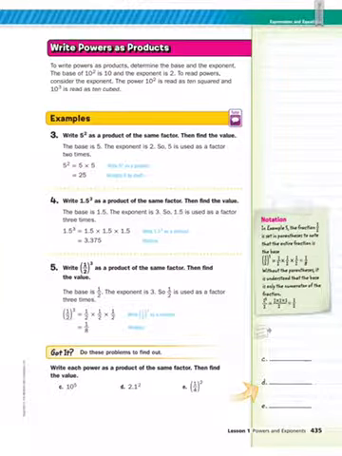And then in example 5, this says write 1/2 cubed as a product of the same factor, then find the value. So 1/2 cubed means 1/2 times 1/2 times 1/2. And when you solve it, that equals 1/8. Now, quick thing, the reason why they have it in parentheses is because that's just showing that the whole thing is cubed. If you don't have parentheses, if you just wrote it like 1/2 with the exponent, that would mean you are only squaring the 1 and not the 2. The parentheses just says square the whole fraction.